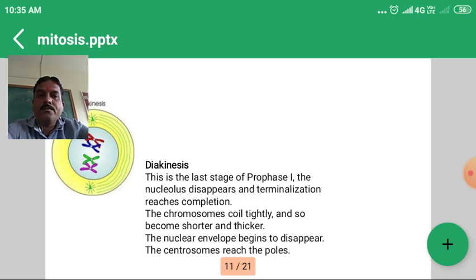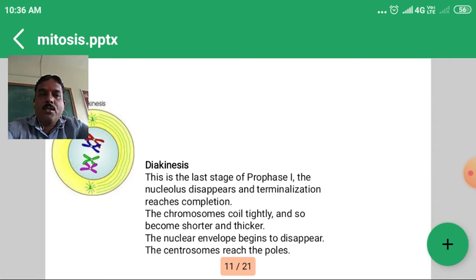And the last one, the fifth substage in case of prophase 1, that is diakinesis. This is the last stage we have to observe in prophase first, in which the nucleolus disappears and the terminalization process starts to be completed. Terminalization is nothing but movement of the chiasmata towards the end, they become thicker, and centrosomes reach the poles. So that is the diakinesis substage.